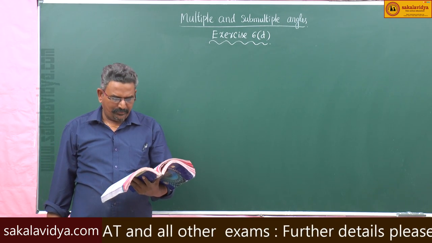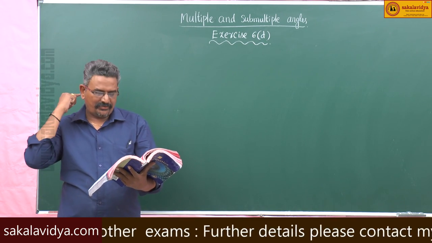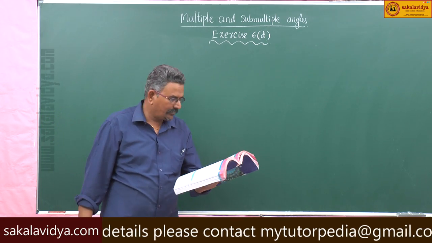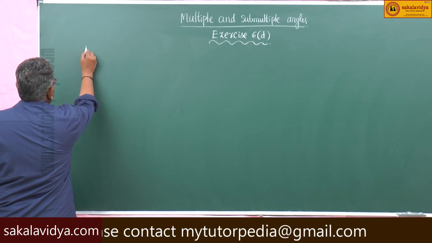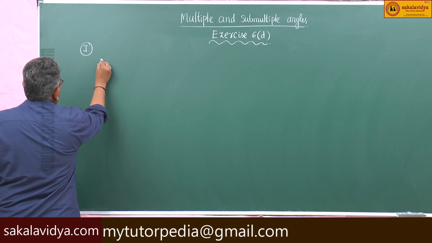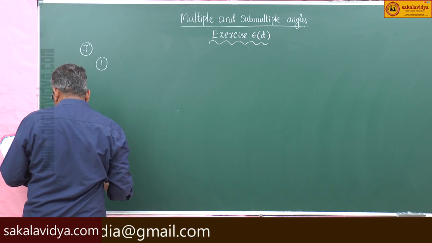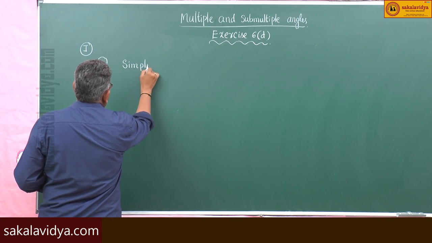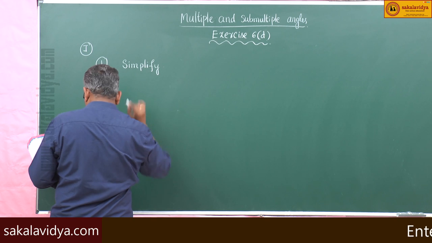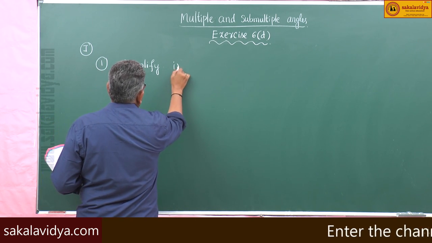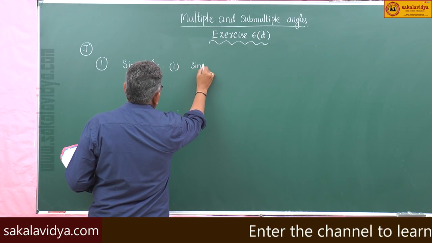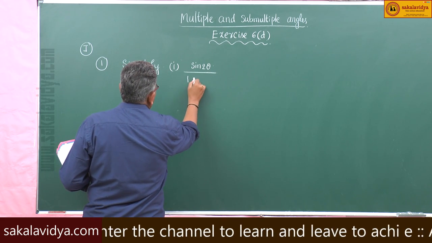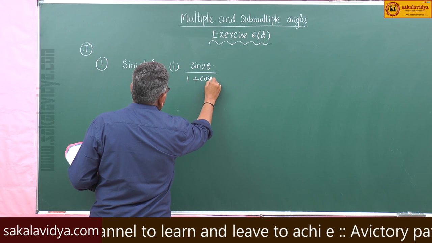Exercise 6D problems. So under exercise 6D, we deal with first section, first problem. Simplify the first one: sin 2 theta by 1 plus cos 2 theta.